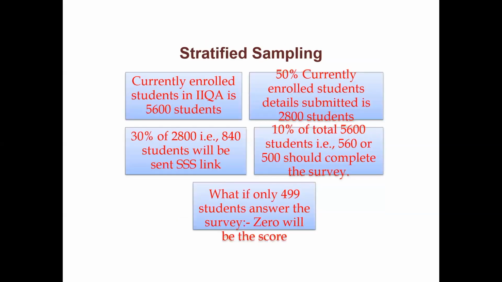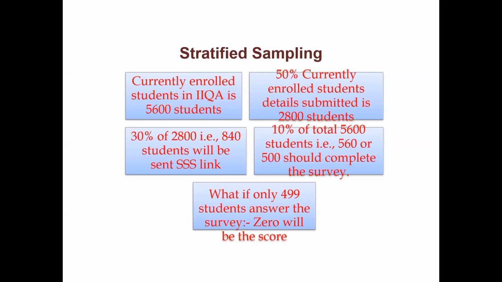An example I have kept out here, what exactly the minimum response should be. So at the time of filling up your IIQA, you have given the details of 5,600 students. The details you give in triple S cannot be more than that in the IIQA. So suppose you have given the details of 50% currently enrolled students, that is 2,800. If you were not able to give the details of more students, we request you to give more details, however 50% is minimum.